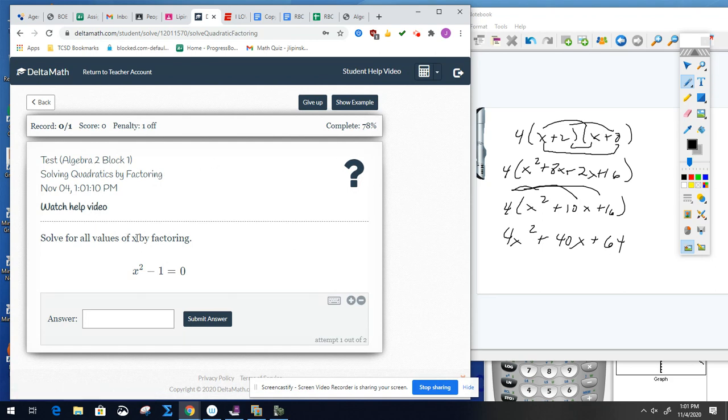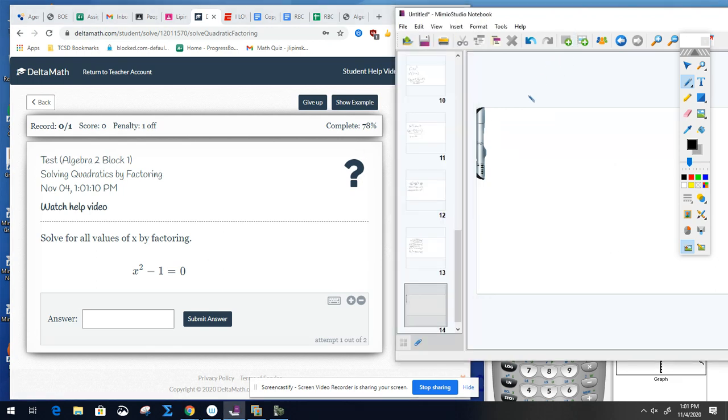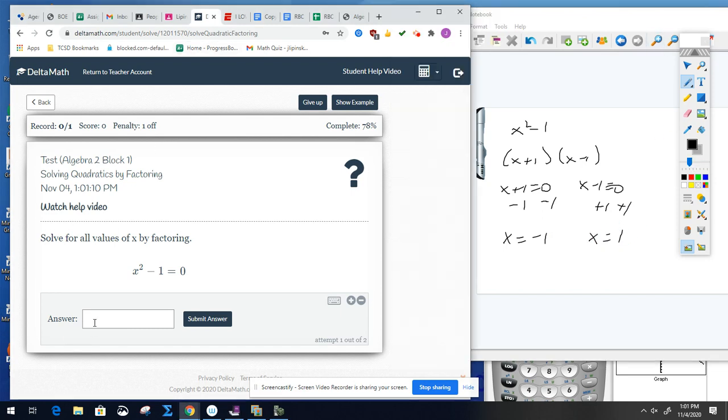Next problem, solve for all values of x by factoring. So I want you to factor this. This is the difference of two perfect squares. So x squared minus 1 would be x plus 1, x minus 1. So I set each of these equal to 0, and I solve. I subtract 1, I get x equals negative 1. Add 1, I get x equals positive 1. And this is where the graph would cross the x-axis if I went ahead and graphed this.